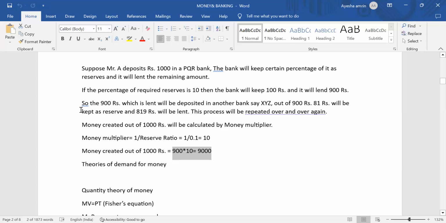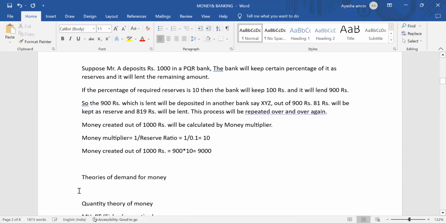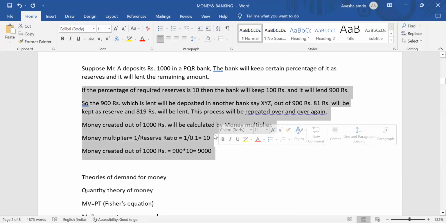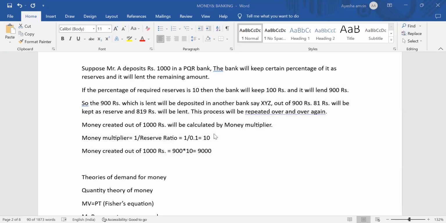Write down, yeah, so please write down this. Okay, and we'll see the theories of demand next. Till then, write down the money multiplier. If you want, you can take down this complete example as well. So will you take it down? Yes, ma'am. Yeah, please take it down, Suresh.